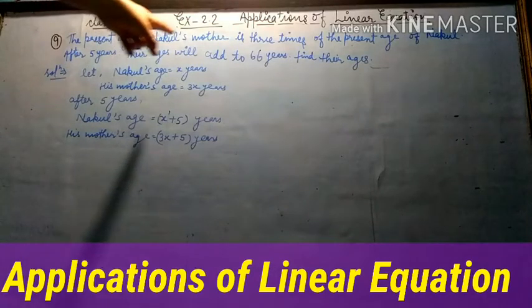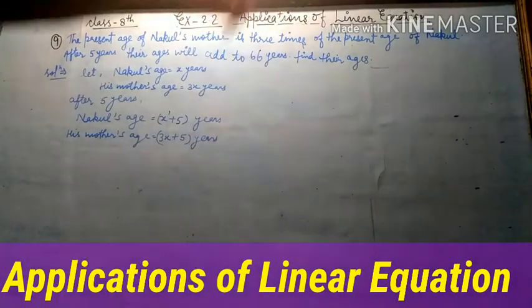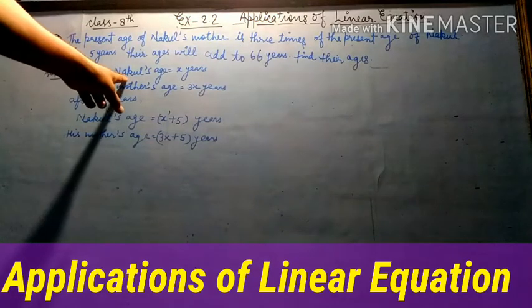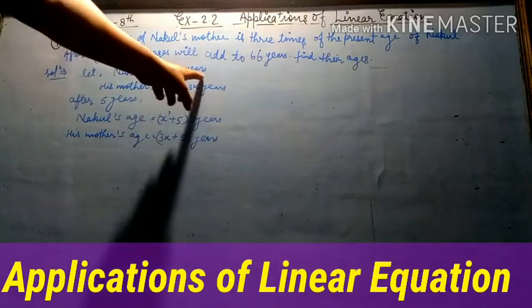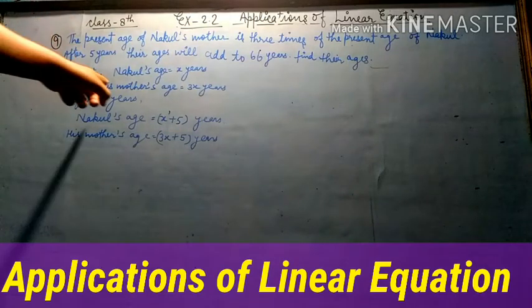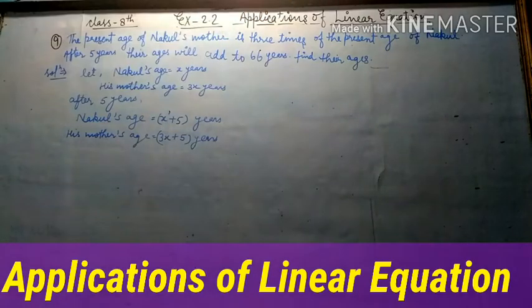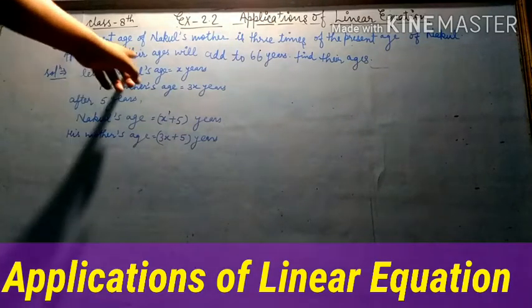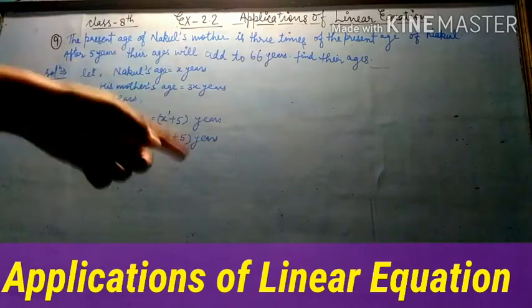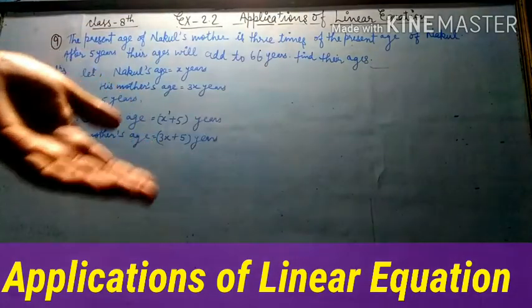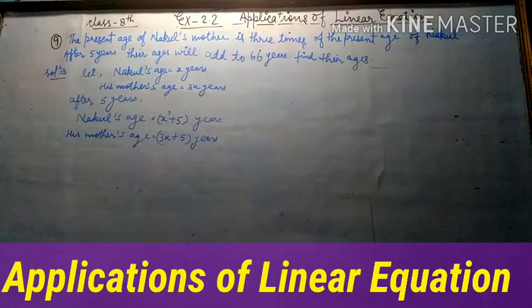The present age of Nakul's mother is 3 times the age of Nakul. Means Nakul's age is 3 times less than his mother's age. Okay. So firstly we will suppose Nakul's age is x years. Let, and his mother's age is 3x years, means 3 times of Nakul's age according to the statement. After 5 years, so we will find the age after 5 years. After means the age which will be after 5 years. So we will add them.